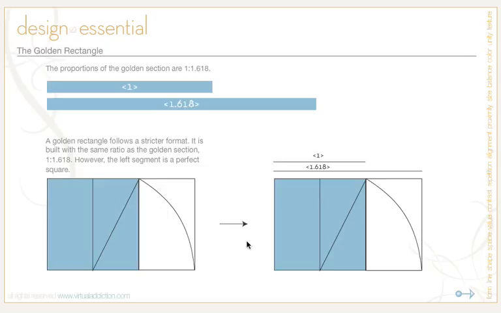A golden rectangle can be drawn from a square, and I'm going to show you that in a little while. You first draw a diagonal from the corner to the midpoint and then extend it into an arc, and we'll go through this a little more in detail. I'm going to actually show you this in Illustrator momentarily. So you can see that the proportions of the golden rectangle are 1 to 1.618.